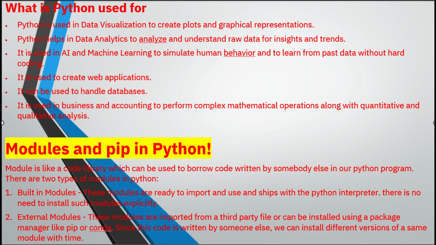Modules and pip in Python. A module is like a code library which can be used to borrow code written by somebody else in our Python program. There are two types of modules in Python. 1. Built-in modules. These modules are ready to import and use and ship with the Python interpreter. There is no need to install such modules explicitly.